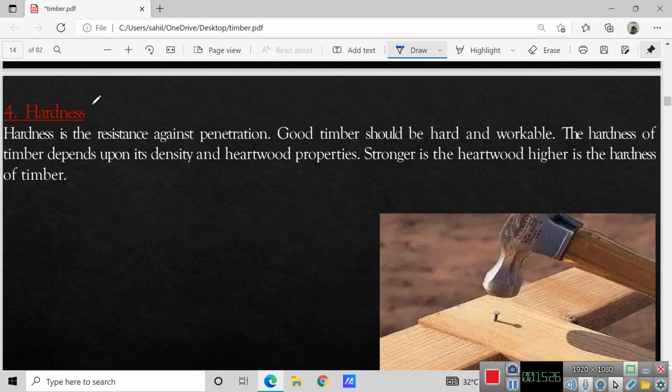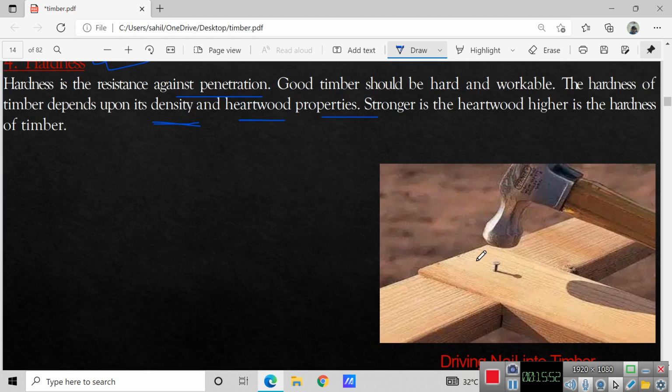Now hardness is also a very important factor for engineers. Hardness is the resistance against penetration. Good timber should be hard and workable. The hardness of the timber depends upon its density and hardwood properties. So here you can see that there are other properties which determine the hardness of a timber. Stronger the hardwood, higher the hardness of timber. Here is a picture which shows the penetration of a nail into the wood with the help of striking of a hammer.